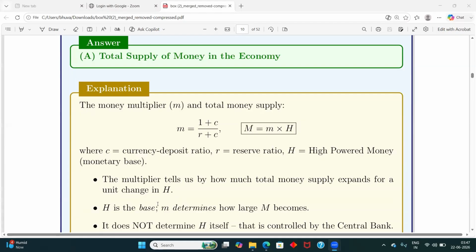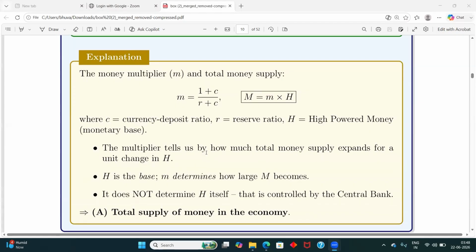So we know the high powered money is also known as the monetary base. It determines how much money supply is required in the economy. Here we can see the reserve ratio has an inverse relationship with the money multiplier. When the reserve ratio is increased, the money supply will decrease. So the total money supply in the economy depends on the money multiplier.